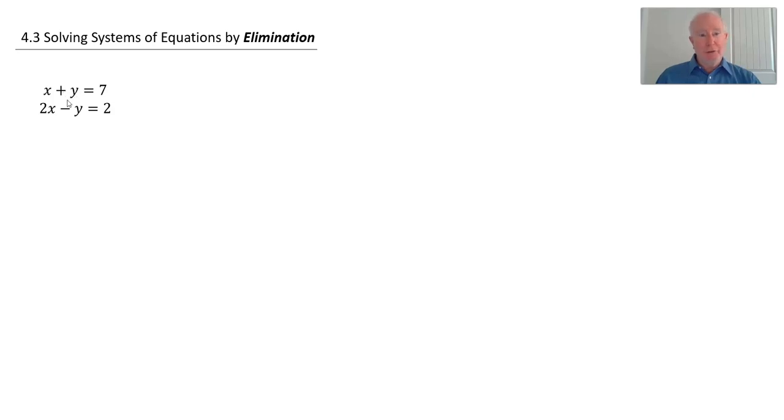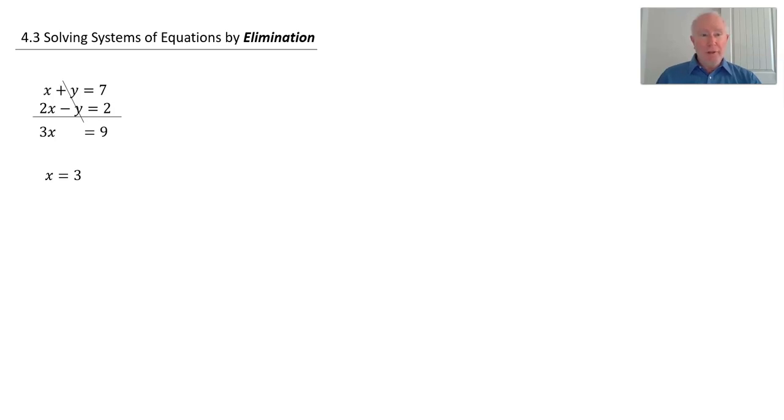So here we have plus 1y and here we have minus 1y. And so when we have that situation, then we're just going to add the two equations together. So plus 1y and minus 1y, the y's will cancel. So now we add 2x plus x is 3x, and 7 plus 2 is 9. So 3x equals 9, divide both sides by 3, and x equals 3.